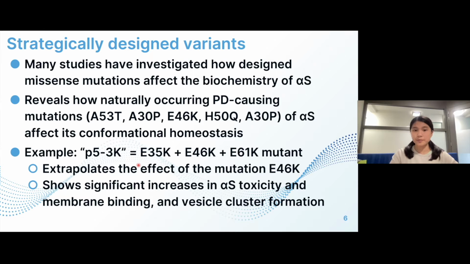For example, E46K is a naturally occurring mutation, but the P53K mutation, which is a compound mutant composed of E35K, E46K, and E61K simultaneously, extrapolates the effect of the mutation E46K, and it shows significant increases in alpha-synuclein toxicity and membrane binding, as well as vesicle cluster formation.